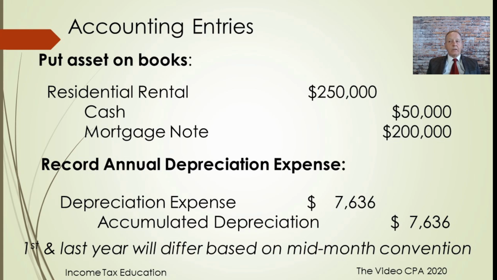Then you start depreciating that asset. Your depreciation expense at the end of the first year, depending on your convention again, is going to be $7,636. And that will be the case every year. You only set up the asset on the books once, but then you'll be recording this depreciation expense every year. And then the accumulated depreciation is the opposite account. The accumulated depreciation is called a contra asset account, and it goes on your balance sheet right underneath your fixed assets, and it reduces your rental property so that you can see what the net value of that rental property is.